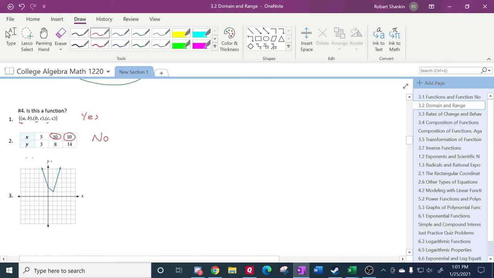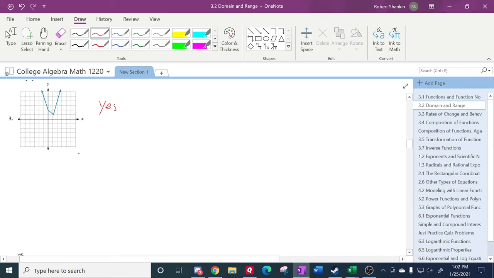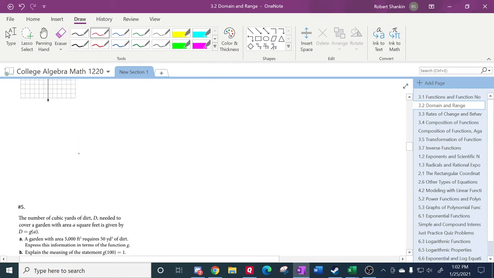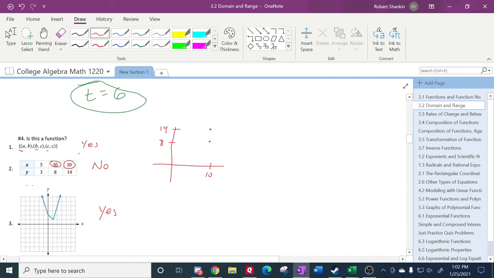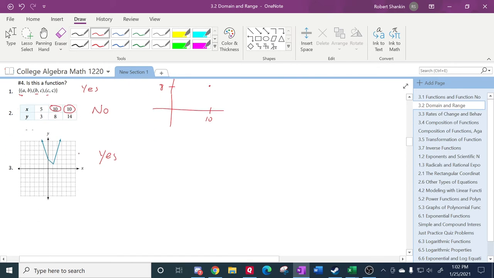And the third one, does it pass the vertical line test? And yes, it does. By the way, this one would not pass the vertical line test, because when the input is 10, there'd be an output of 8 and an output of 14. A vertical line would strike the graph twice. Right there, it fails the vertical line test. Okay, and then, so that's number 4. Is it a function?